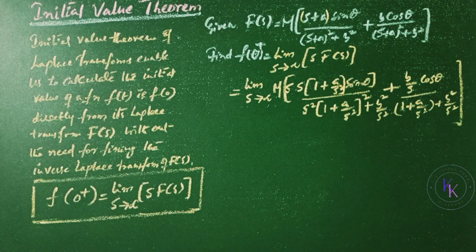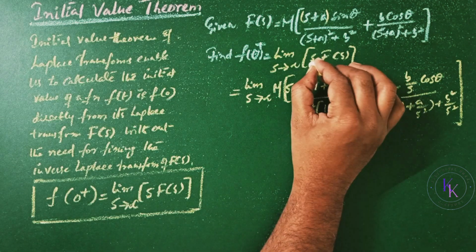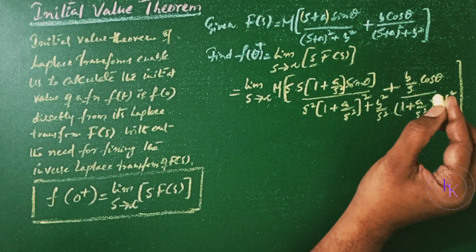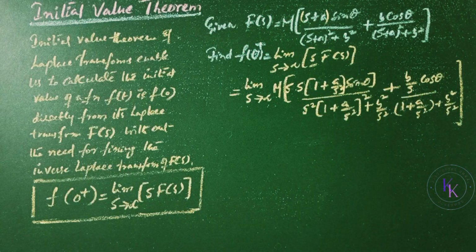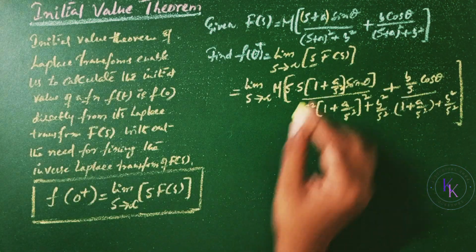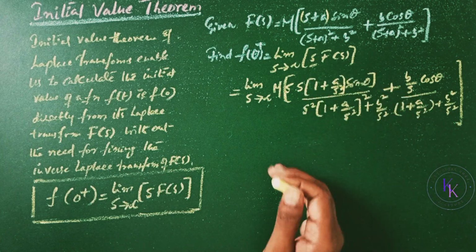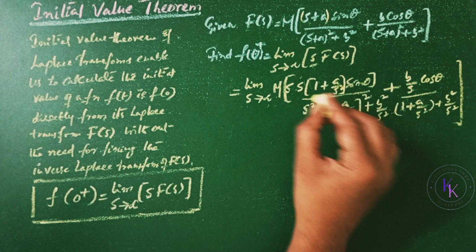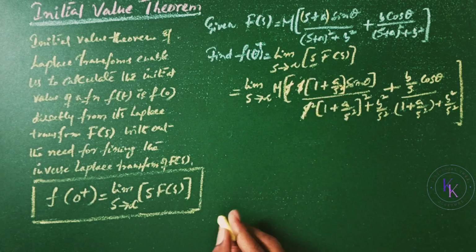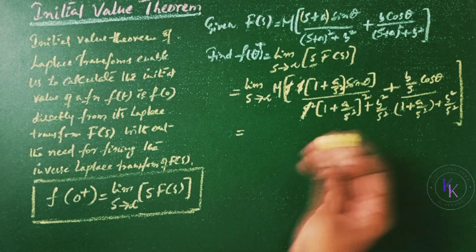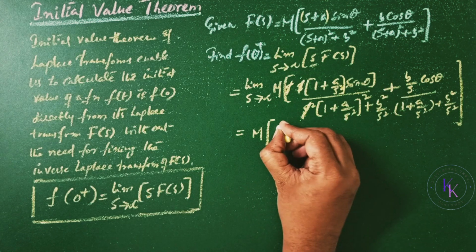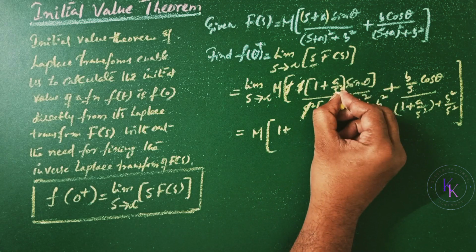Remember, when you are evaluating the initial value theorem, the s will be here. That s should be cancelled, otherwise the total term will become an infinite value. So try to cancel out this s by taking the common factor from the denominator, so that this term will be cancelled. Now substitute the value of s in the function.